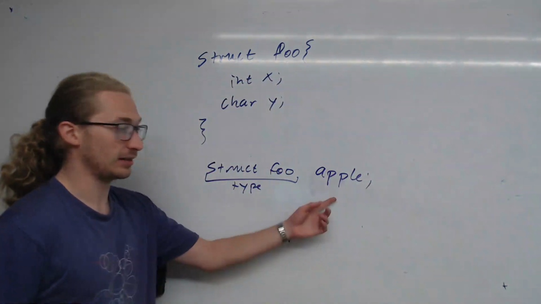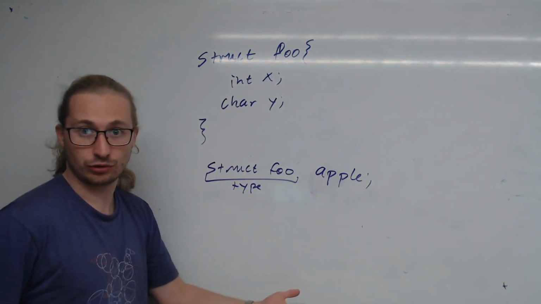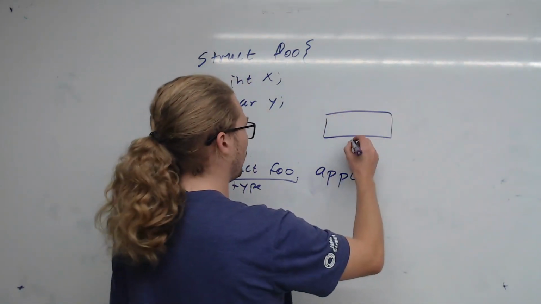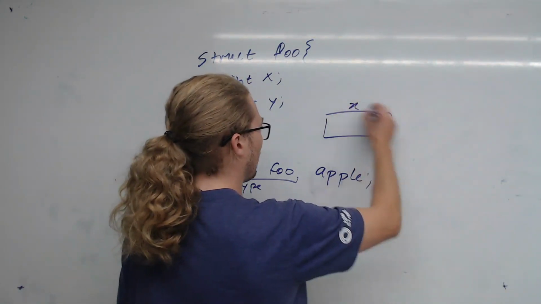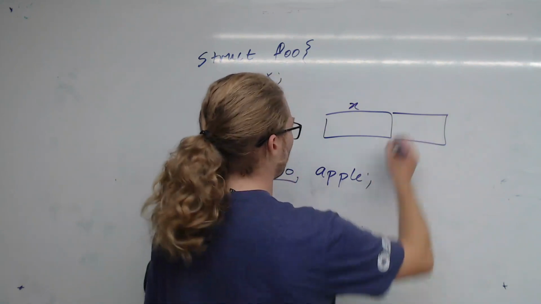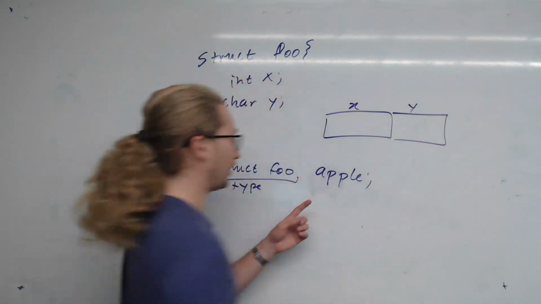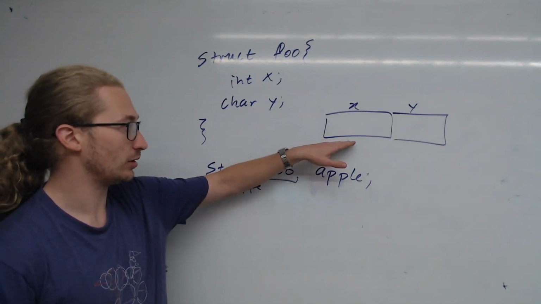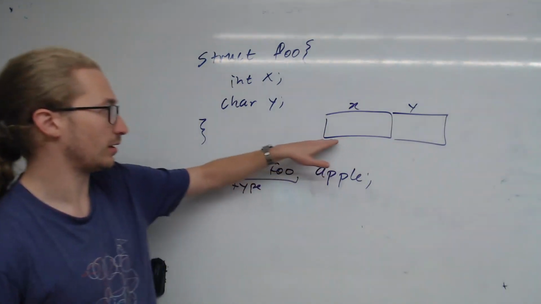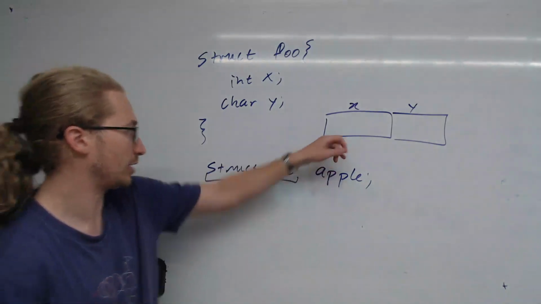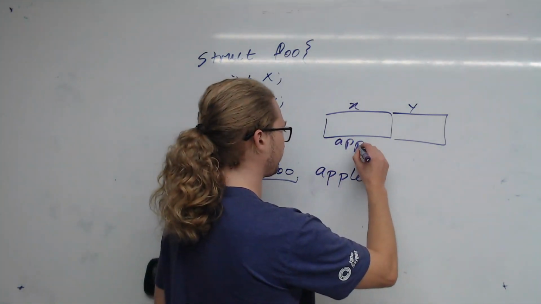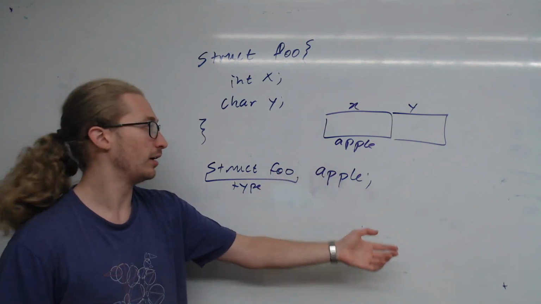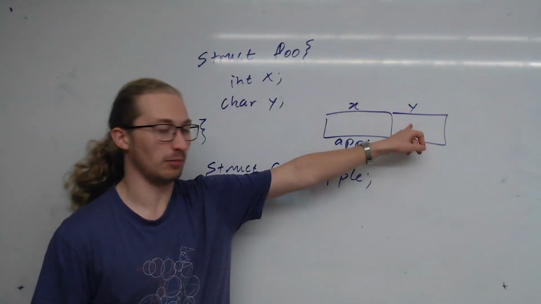What this basically does is it declares 2 blocks of memory. So we have a block of memory to store the integer x, and we have a block of memory to store the char y, and then apple will be the location of this thing in memory. And so apple will be a variable that takes up 2 slots in memory, 1 for the x and 1 for the y.